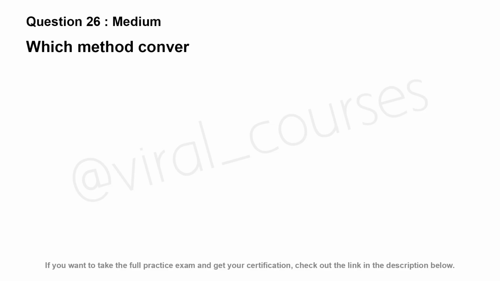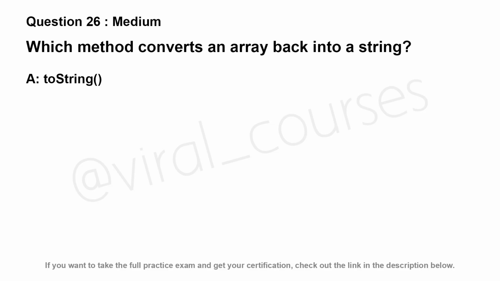Which method converts an array back into a string? Option A, toString. Option B, join. Option C, concat. Option D, both A and B.